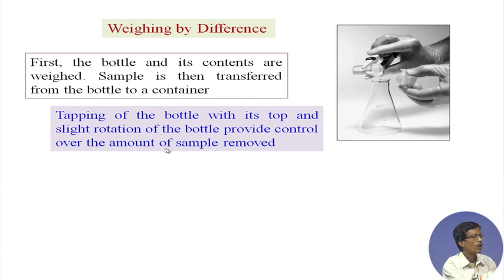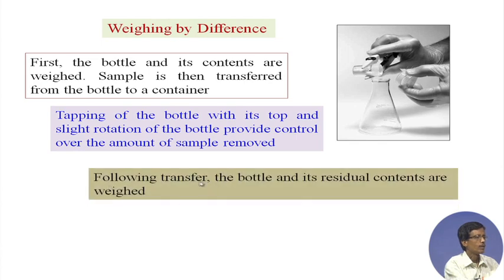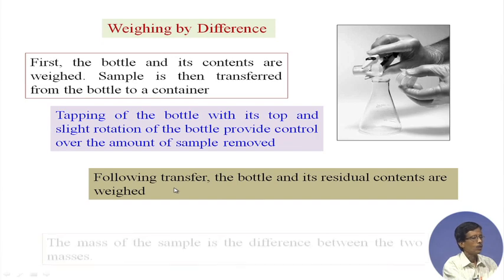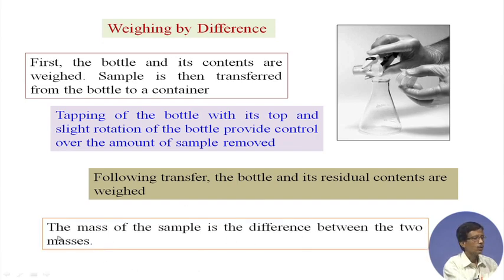So, you need control over the amount of sample to be removed. It comes with practice, because the very first time you cannot do that. But you have to do a direct transfer of the sample from the weighing bottle to the conical flask. After this transfer, the bottle and the residual contents are weighed. That is your second or final weight. You have the initial weight, the first weight, and after transfer you have the second weight. The mass of the sample is the difference between the two masses, delta W, which is the actual amount of solid sample you have transferred to the conical flask.